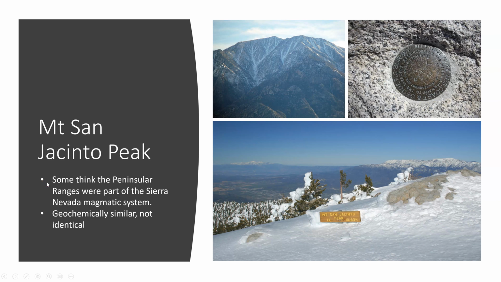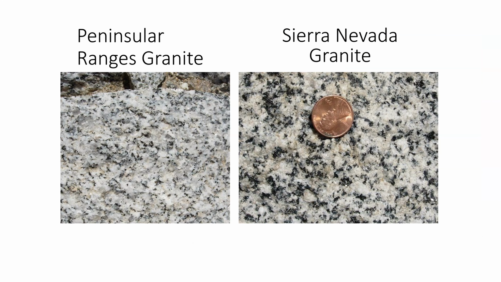And some think that the Peninsular Ranges were once part of the Sierra Nevada magmatic system. They are geochemically similar, but they are not identical. So if we look at some of the rocks from the Peninsular Ranges versus the Sierra Nevada, they do look kind of similar. They're both granite for sure, but their chemistry is not identical. That's to say, it's like identical twins, right? They're not identical, but they could be fraternal. So they can be from the same processes, from the same subduction of the Farallon plate, but they might not be part of the same batholith.